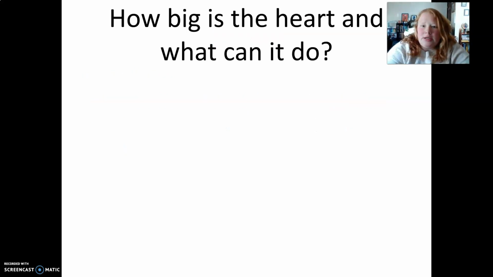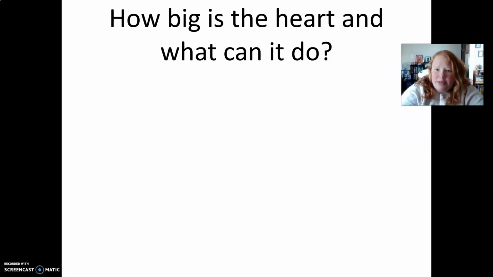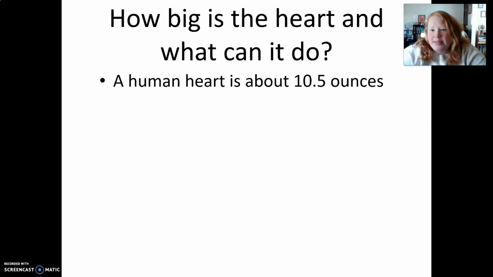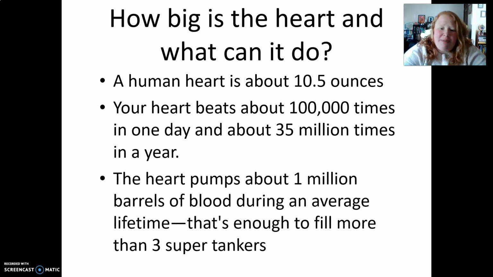Okay? So, how big is the heart? What can it do? Let's talk about the heart. The human heart weighs about 10.5 ounces. It beats about 100,000 times in one day and about 35 million times in a year. And it pumps about 1 million barrels of blood during the average lifetime. That is enough to fill more than 3 super tankers. So your heart is a machine.